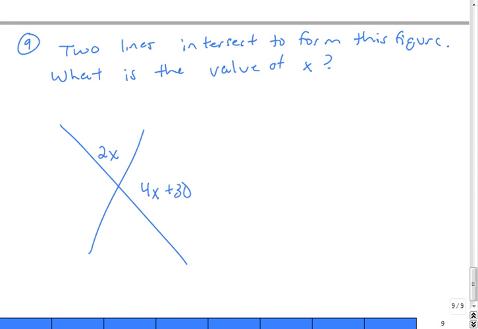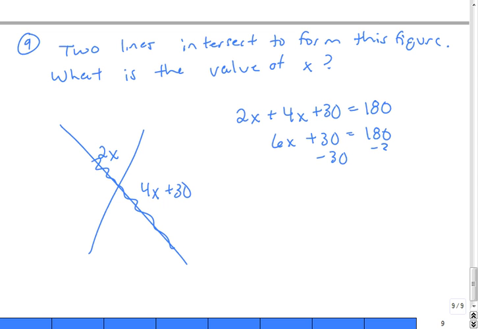Okay, once again, for problem number 9, we have two angles that form a straight line. So 2x plus 4x plus 30 is going to add up to 180 degrees. That's 6x plus 30 is equal to 180 degrees. Subtract 30 from both sides. 6x is 150. Divide by 6, and x is 25 degrees.